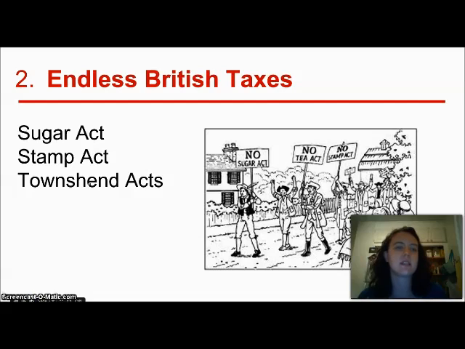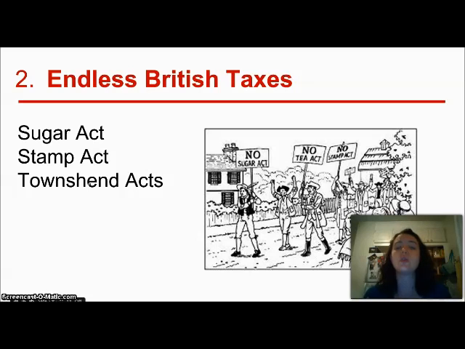The next thing is these endless British taxes. And we talked in class about all the things that were taxed. And we just talked in the video here about all the things that were taxed with the Sugar Act, the Stamp Act, and the Townshend Act. And the colonists didn't really know what else was going to be taxed. Was there ever going to be an end to any of this?